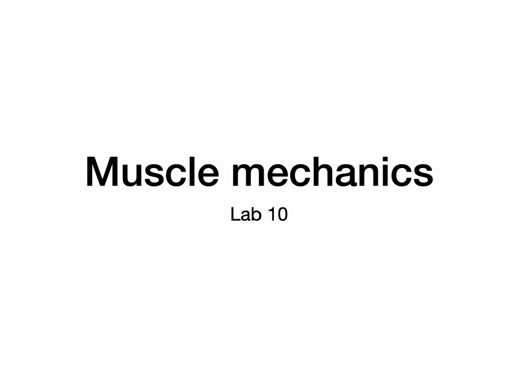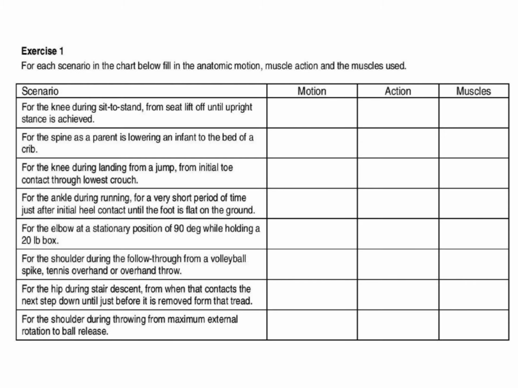So let's go into exercise 1. You can see that this table is basically what we're going to fill in for exercise 1. We have several scenarios. For example, the first scenario is for the knee during sit to stand, from seat lift off until upright stance is achieved. So we're looking at the knee joint in the sit to stand motion. There are three blanks we're going to fill in: the first is the motion, the second is action, and the third is muscles.